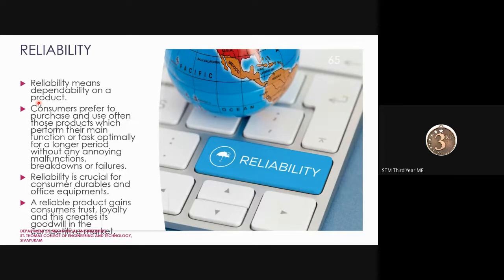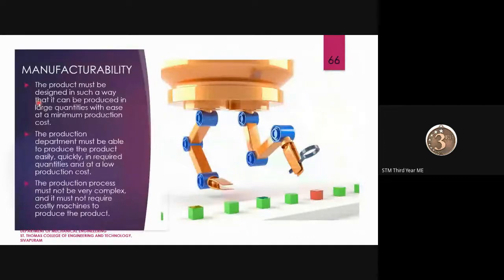So these are all why a reliable product is needed for winning over the consumer or the customer. So reliability is another factor that affects good product design. Next is manufacturability.